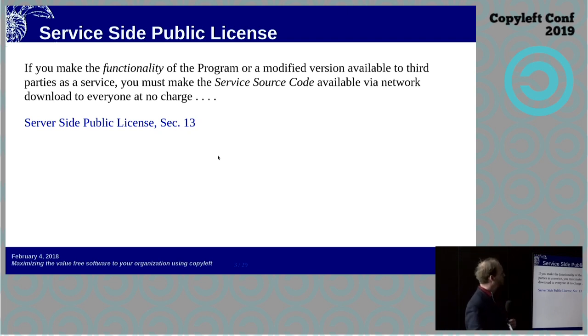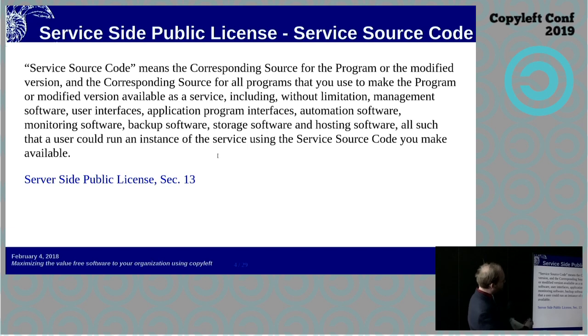But anytime you're making the functionality of the program available, they want you to make the service source code available, which is fine. I actually don't object to that at all. There's actually a lot of OSI-approved licenses that already do that. But then they define service source code. This is really broad scope, right? It's your entire stack. So basically, it's impossible to comply with this license.